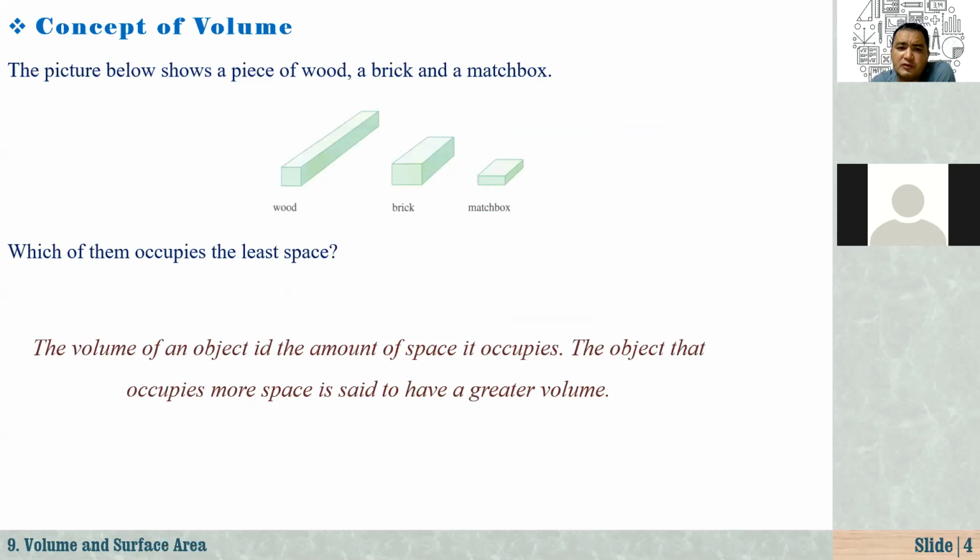So the picture below shows a piece of wood, a brick, and a matchbox. As you see here, the first one is wood, the second one is brick, and the third one is a matchbox. So which of them occupies the least space, right? Or another question: let's say we have a big container, and you can fill this with water, filled till the mouth of this container.